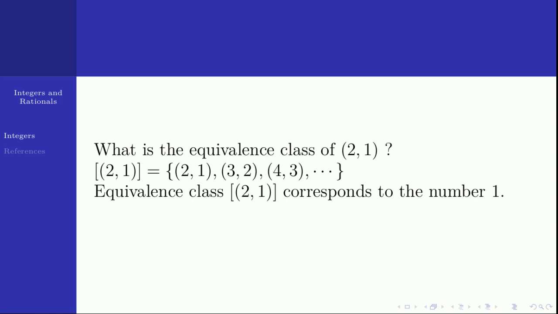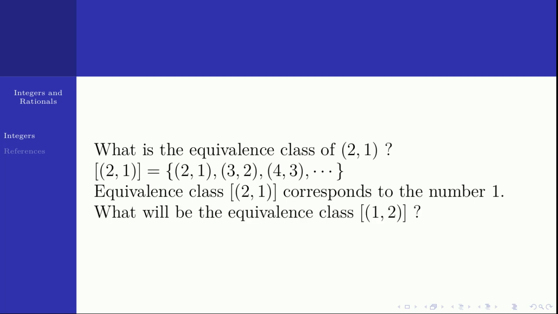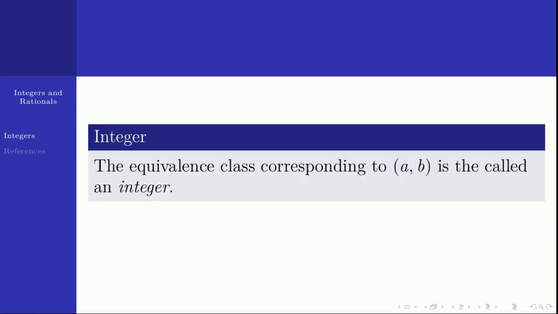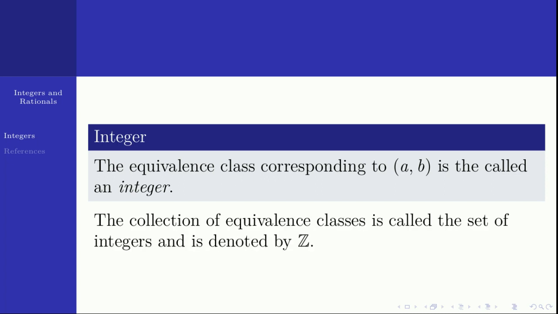Then naturally we can ask the question, what is the equivalence class corresponding to (1, 2)? The equivalence class corresponding to the ordered pair (A, B) is called an integer. So each equivalence class is an integer. The collection of equivalence classes is called the set of integers and is denoted by Z. So the construction which we have done is not based on an axiomatic approach. It is a construction based on an equivalence relation. So what are the advantages of that? Let us see.